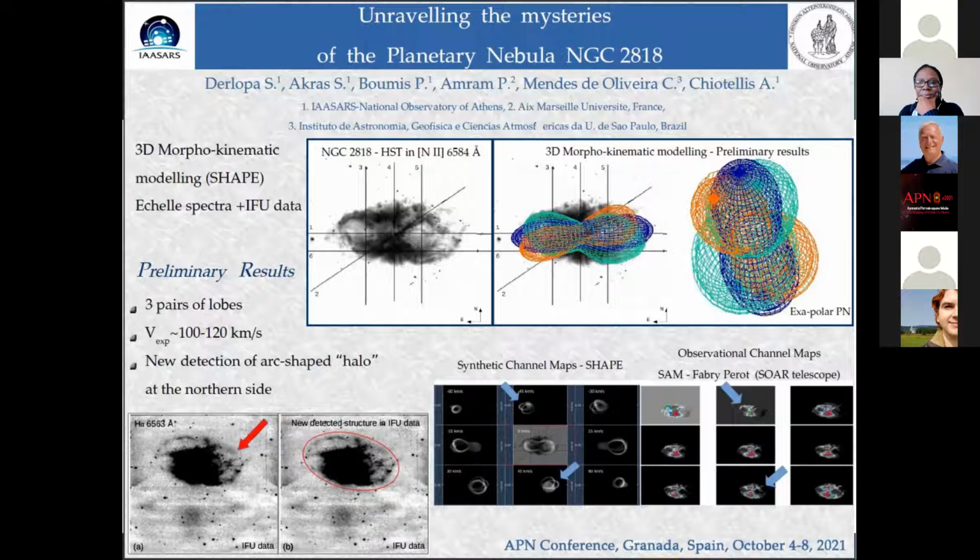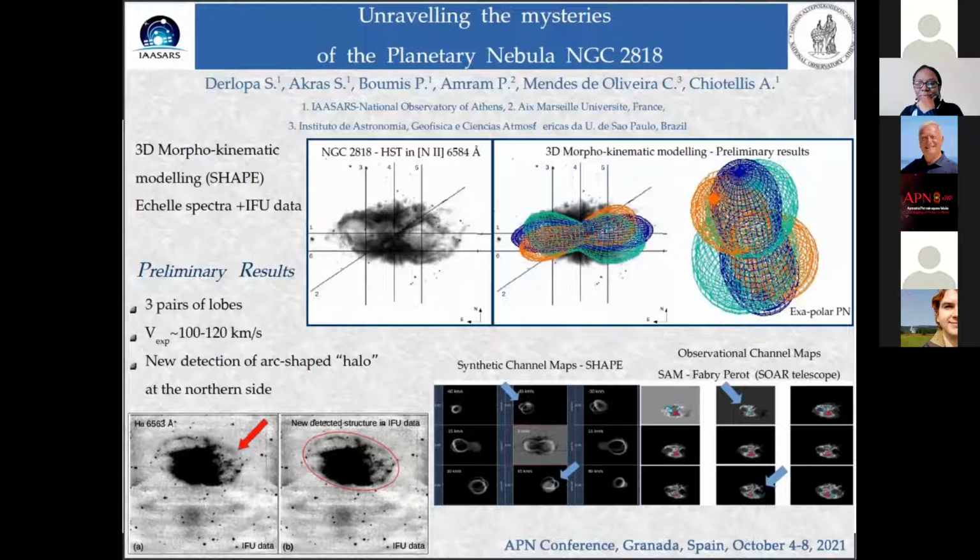Their expansion velocities are about 100 kilometers per second, while the eastern lobes are approaching us. Now, in order to create a more advanced, detailed morphokinematic model, we employed IFU data from a Fabry-Perot spectrometer on the SOAR telescope. These are shown in the bottom image on the right. In the channel maps, on the left we see the synthetic channel maps we produced with SHAPE software, and on the right are the observed channel maps from the Fabry-Perot spectrometer. We can see that the lobes we created with SHAPE are also evident in the observational channel maps, something that verifies that this nebula is in fact a extrapolar planetary nebula.